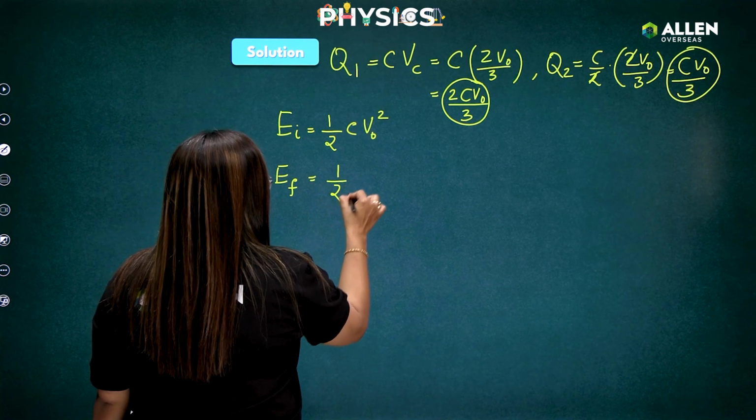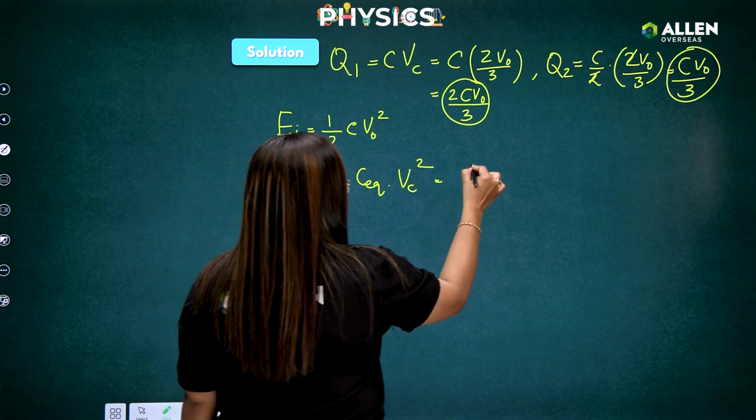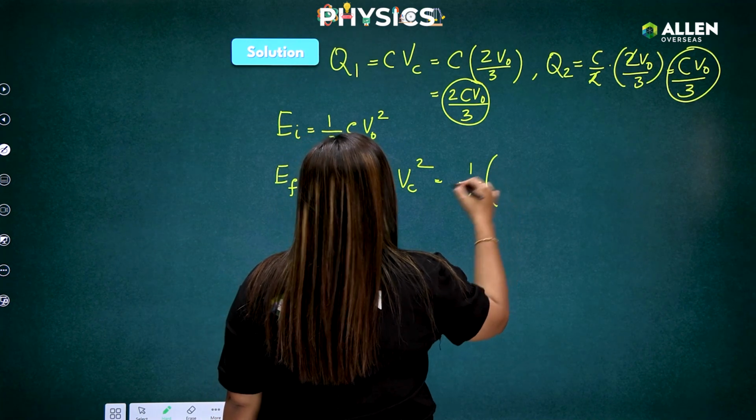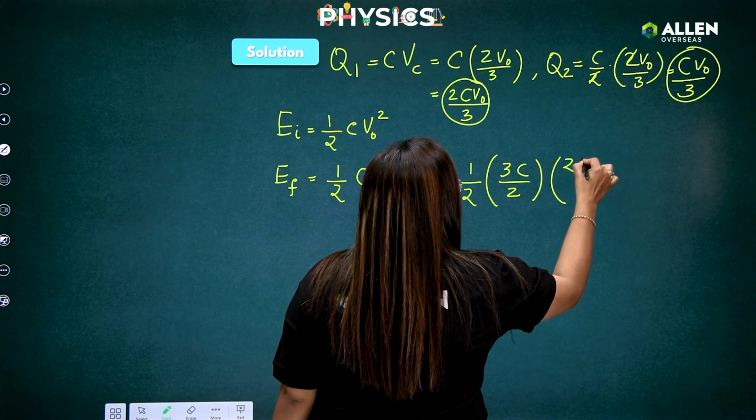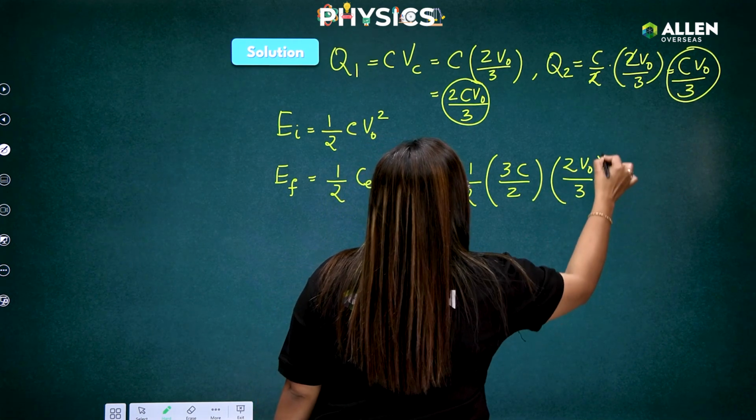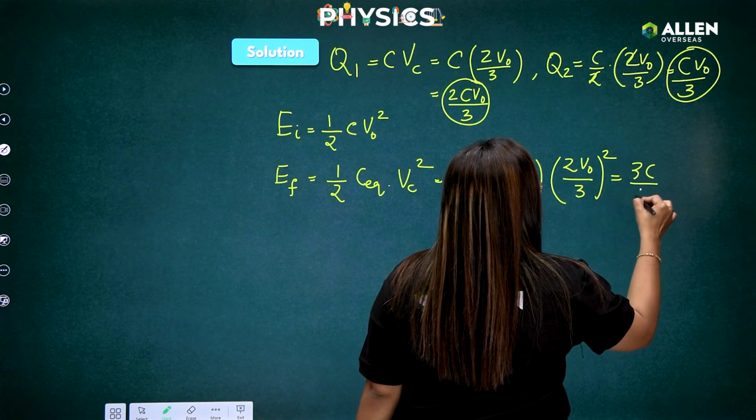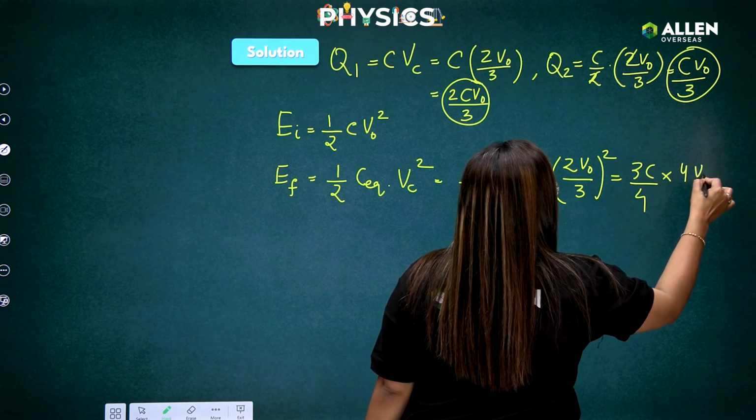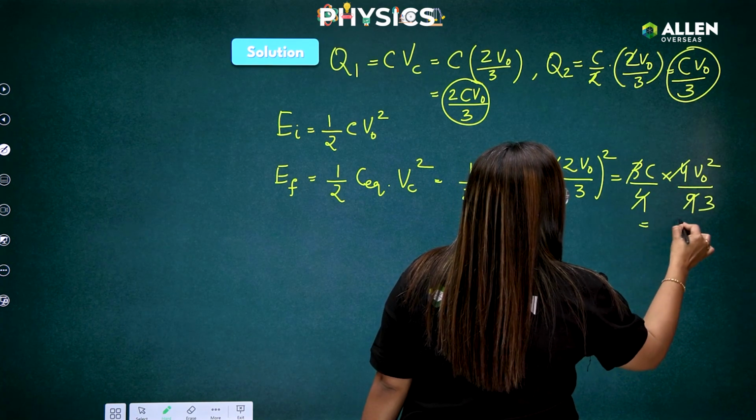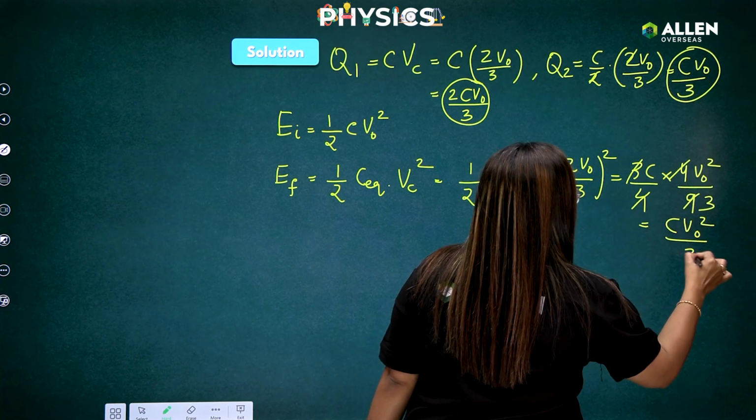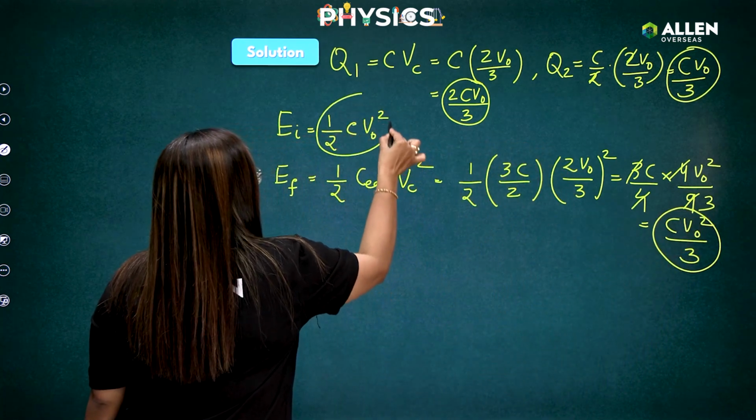We can write it as half C equivalent times the square of the common potential. You have already calculated it: half, C equivalent is 3C upon 2, and Vc square is 2V naught by 3 whole square, which is written as 3C by 4 into 4V naught square divided by 9, which is equal to C V naught square divided by 3. So this is the final energy stored, and this is the initial energy stored.